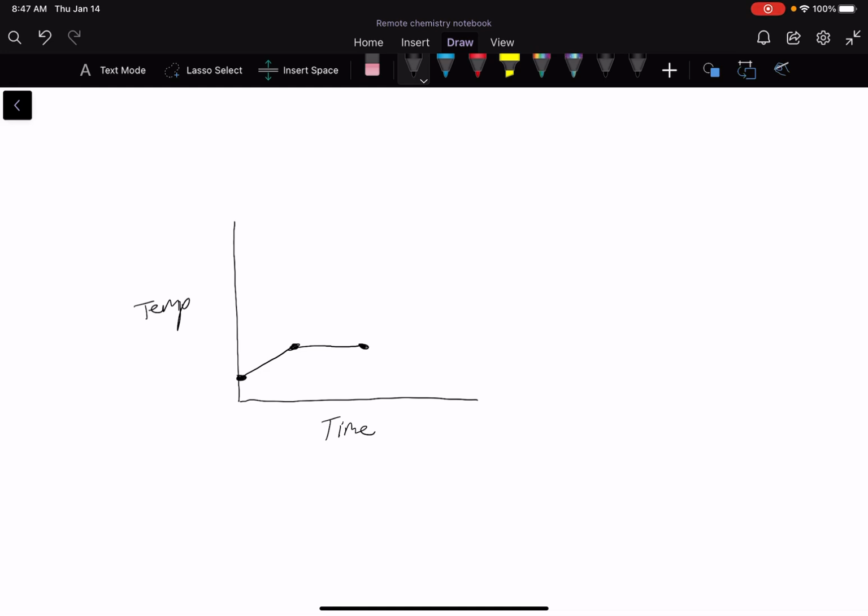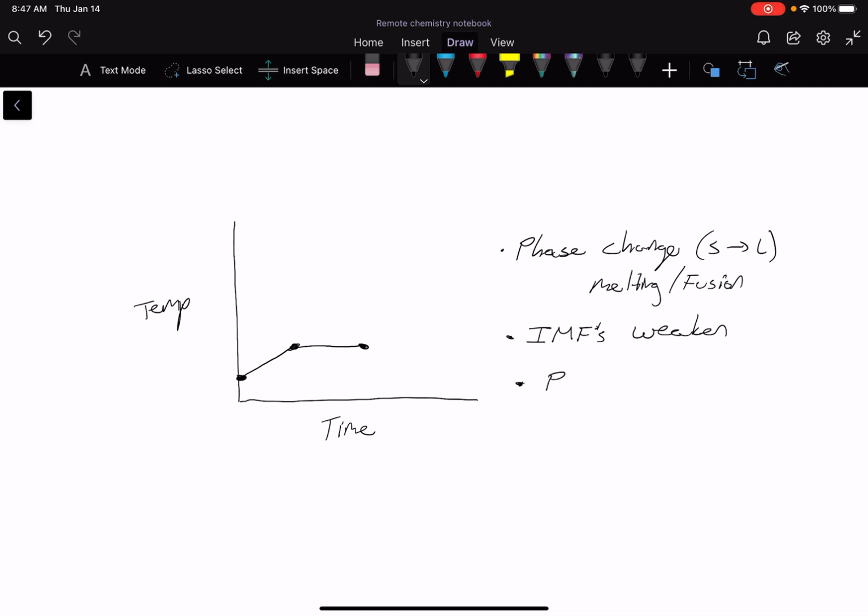And so here we're experiencing a phase change. Since we started with a solid, we're going from solid to liquid, which is also known as melting or fusion. During this point, our intermolecular forces of attraction, which I will abbreviate with IMFs, begin to weaken. So our intermolecular forces of attraction are weakening as we undergo a phase change, and the spacing between the particles increases, so our potential energy also increases.